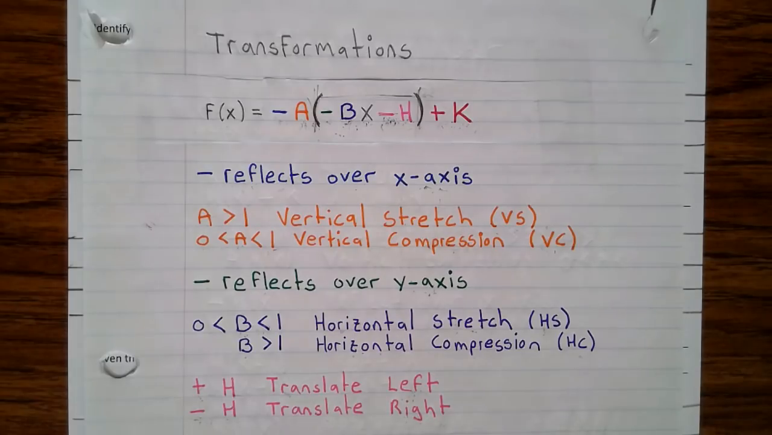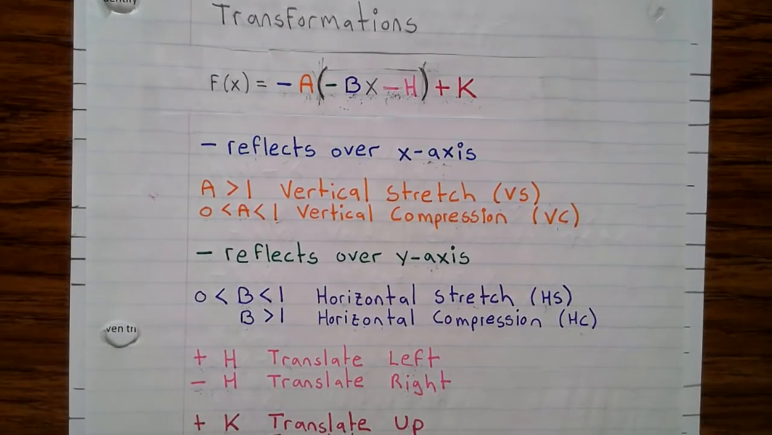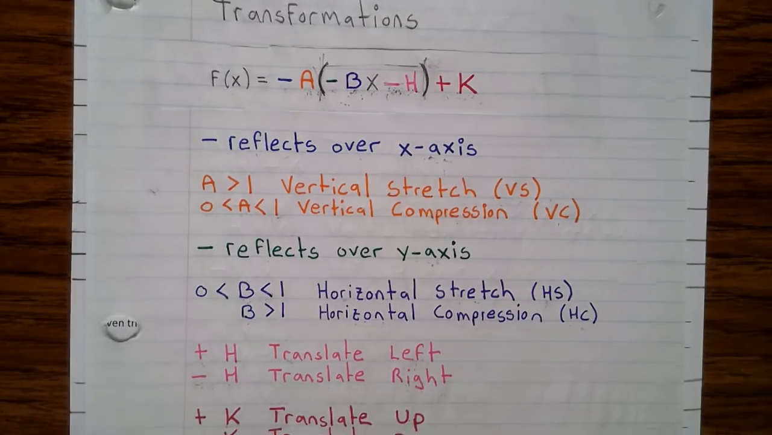When a is greater than 1, it's a vertical stretch. When a is greater than 0 but less than 1, it's a vertical compression. When the negative is inside the parentheses in front of b, it reflects over the y-axis. When b, which is inside the parentheses, is greater than 0 but less than 1, it's a horizontal stretch. When b is greater than 1, it's a horizontal compression.